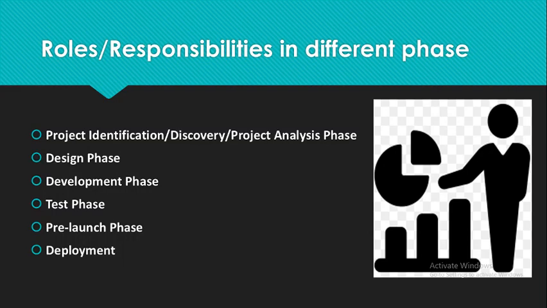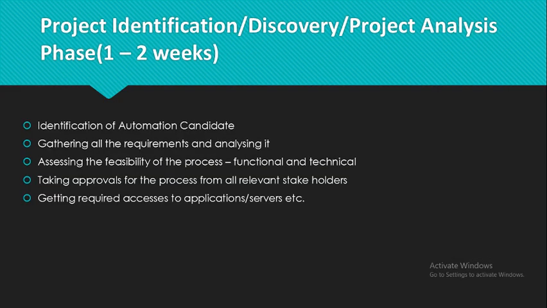As you know, there are broadly 5 to 6 different phases of the robotic process automation life cycle, or be it any other software life cycle. The first one is the project identification or discovery phase, or project analysis phase. The second is the design phase, then the development phase, test phase, pre-launch phase, which some people call hypercare, and finally the live or BAU or deployment phase.